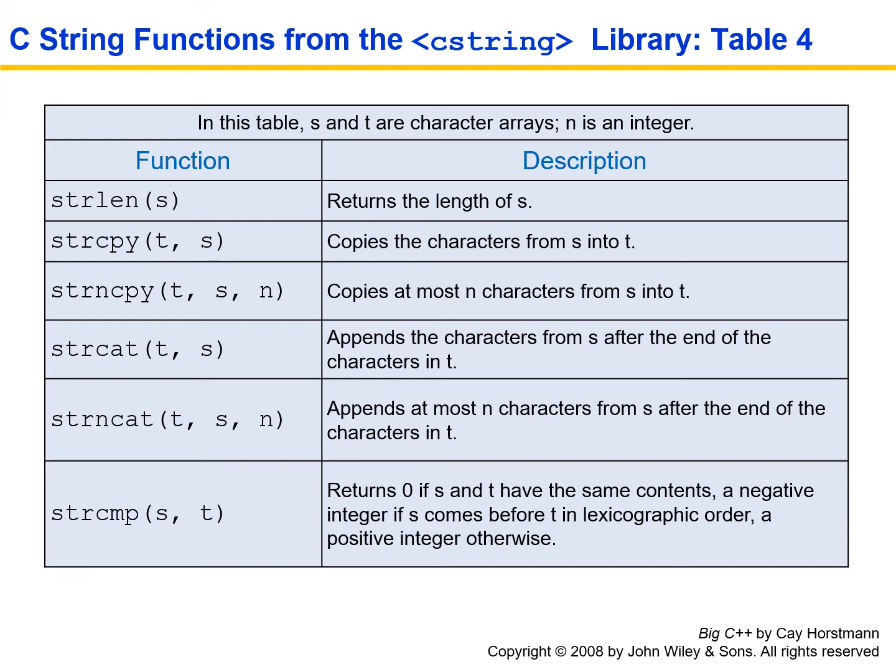strcat concatenates string T and S. strncat, again, is a safer way of doing that, so it doesn't overwrite the bounds of string T. And then strcmp, string comparison, returns 0 if the two strings S and T are the same. It returns a negative number if S is less than T, and a positive number if S is greater than T.